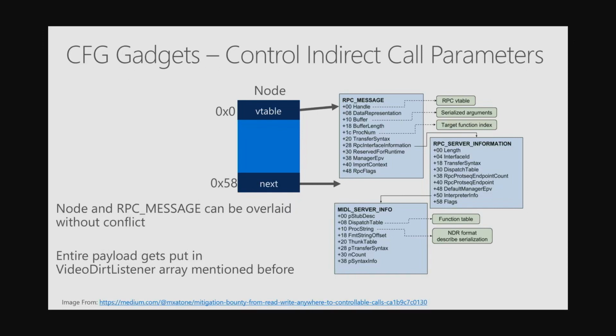Really what this diagram illustrates is that we have these node structures that we loop through, and we overlay an RPC message structure on top of it, which is the structure that NdrServerCall2 is expecting. The first field of both structures, the node and the RPC message, is a vtable, so that aligns well. The only other field that matters in the node structure to loop through a linked list is a next field, at offset 0x58. But the RPC message itself is only 0x50 bytes big, so you can safely overlay these two structures and none of the fields conflict with each other.